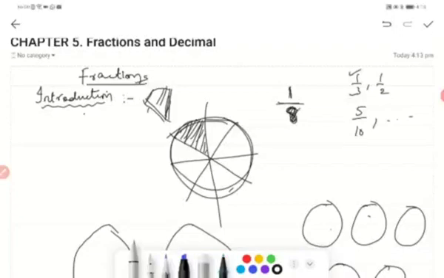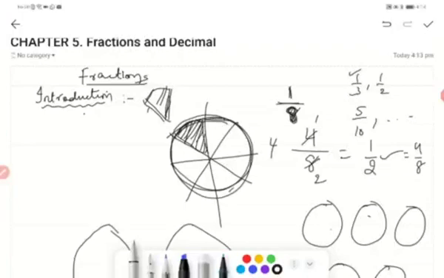If I say I ate half of the pizza, that means out of 8 pieces I should have 4 pieces, isn't it? So my fraction will be 4 by 8. If you cancel this, 4 1s are 4, 4 2s are 8, so I will get 1 by 2. Everyone knows that 1 by 2 is half, so 4 by 8 is equal to 1 by 2. I hope everyone is getting my point. So a fraction is what? A part of a whole.